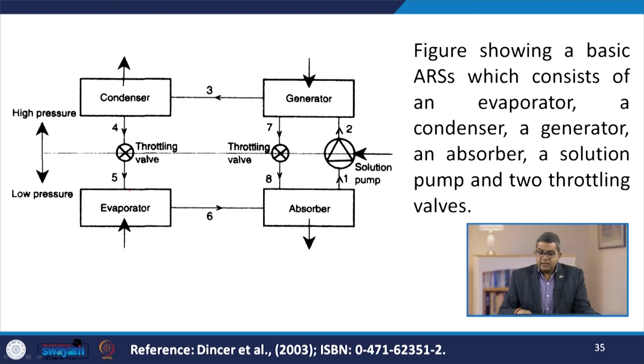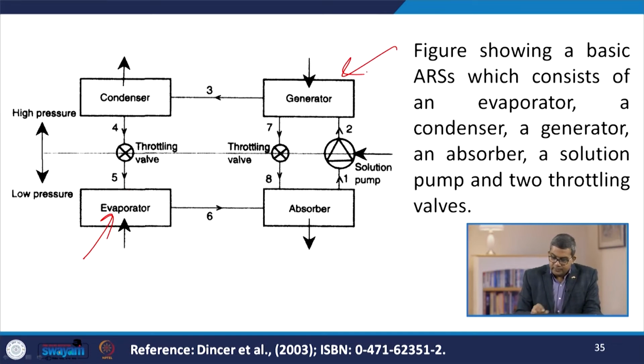Here you see a basic ARS, which consists of an evaporator, a generator, a condenser and an absorber. Apart from this, there is a solution pump and two throttling valves. Here you see that we have two throttling valves and this is the solution pump.